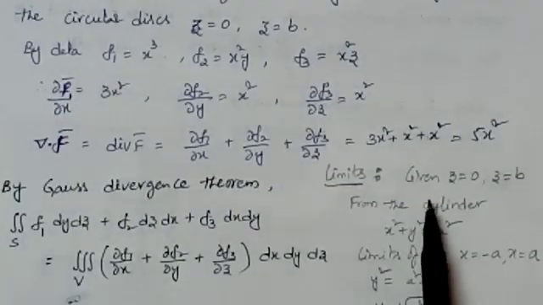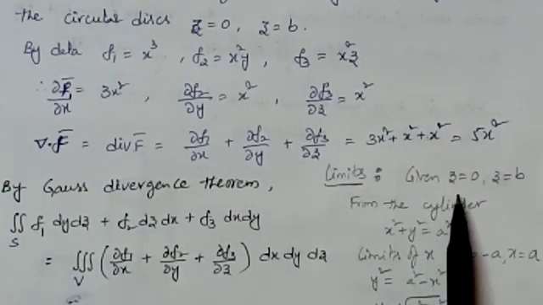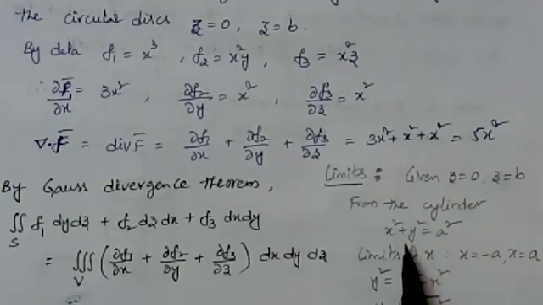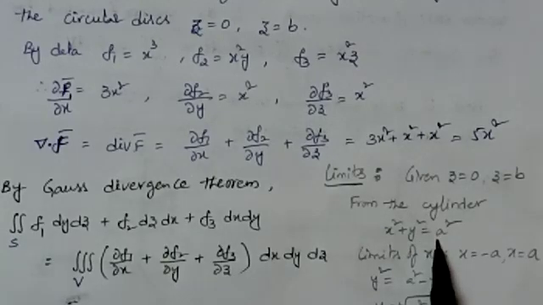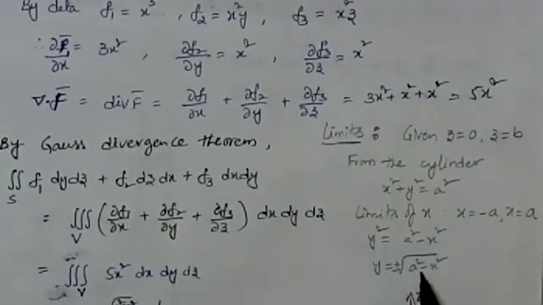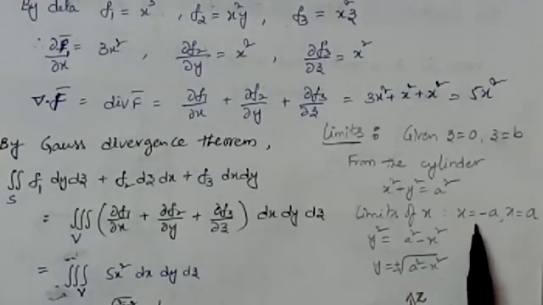Here the given limits for z are 0 to b. From the cylinder, we have x square plus y square is equal to a square. For that, y square is equal to a square minus x square, and y is equal to plus or minus root of a square minus x square. So minus root of a square minus x square is the lower limit, and plus root of a square minus x square is the upper limit. So we have found the y limits. Then what about the x limits?